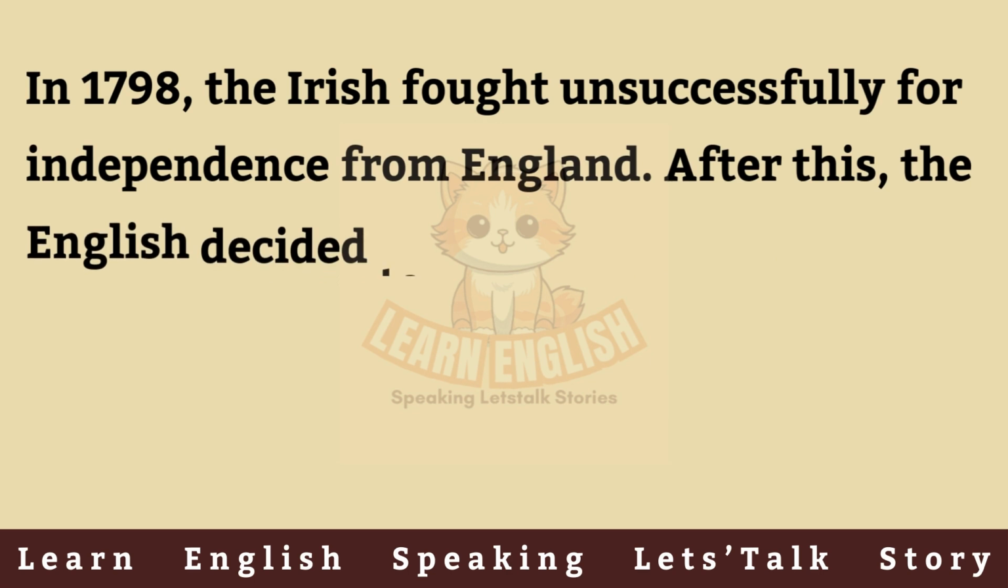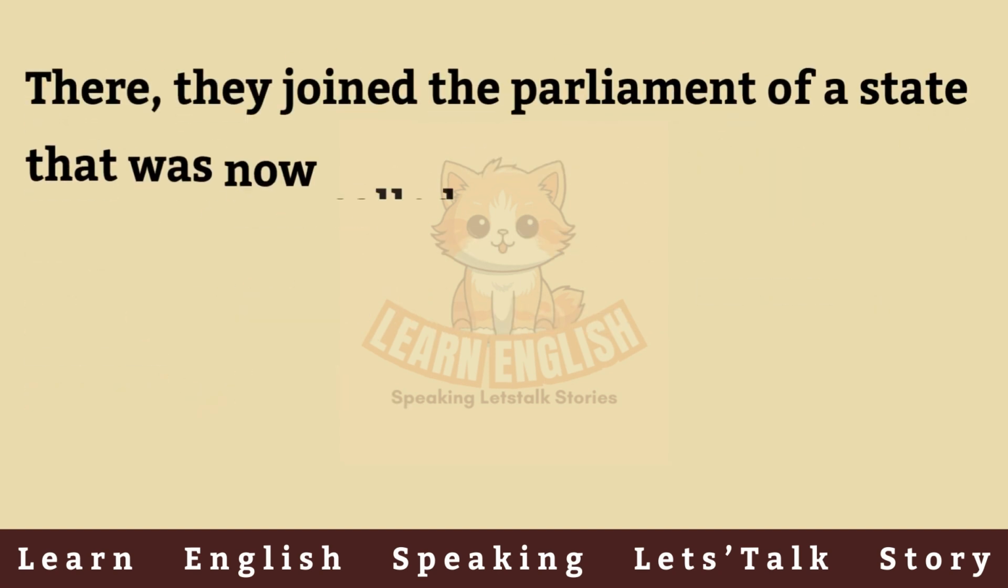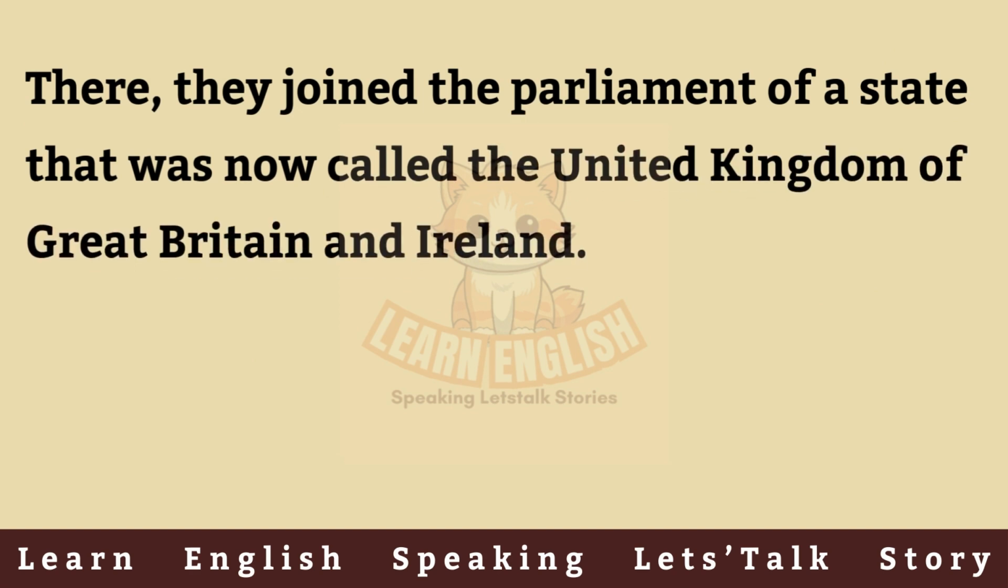In 1798, the Irish fought unsuccessfully for independence from England. After this, the English decided to end the Irish Parliament. Irish politicians, like the Scots before them, moved to London. There they joined the Parliament of a state that was now called the United Kingdom of Great Britain and Ireland.